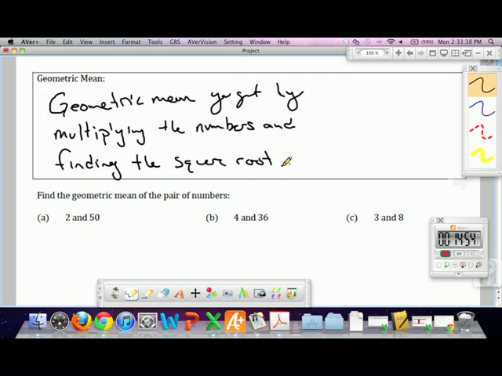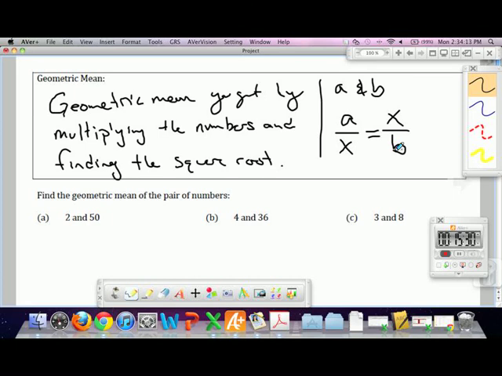Another way to do the same thing is to set up a proportion, which is probably going to be a little more useful to us than just this formula. If I want to find the geometric mean of A and B, I'll set the following proportion: A over the geometric mean is equal to the geometric mean over the second number, and solve this proportion. How do you solve a proportion?